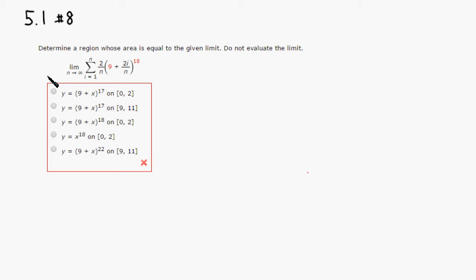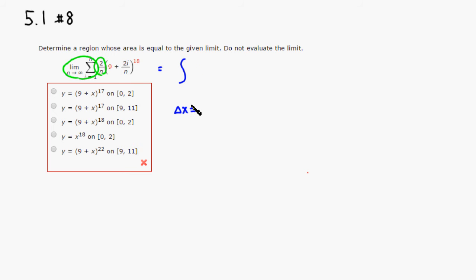When you have a limit sum right here, that's going to turn into an integral sign. So we can turn this into an integral, right? And then dx is usually sitting back here, but here I think this is going to be dx, or delta x.